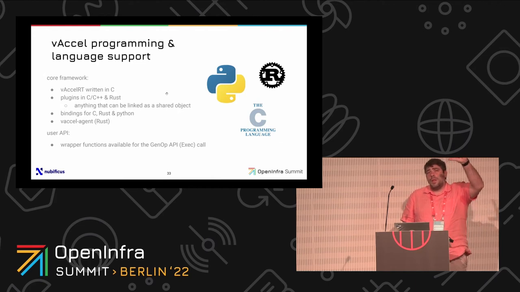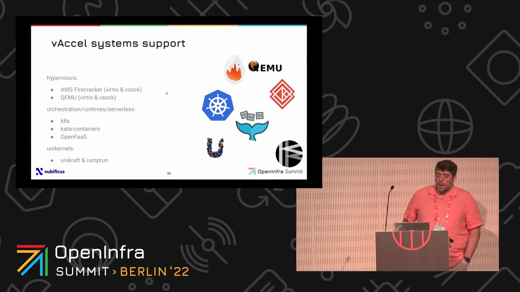So we have a couple of stubs both for the user part and the hardware specific part. In terms of system support, as we mentioned, we have tried Firecracker, we have tried QEMU, we have backends for both these hypervisors for the virtio case. For the VSOCK case, it's hypervisor agnostic as long as the hypervisor supports VSOCK.